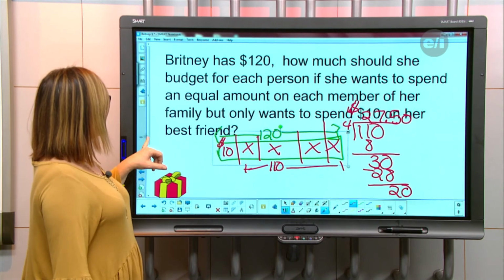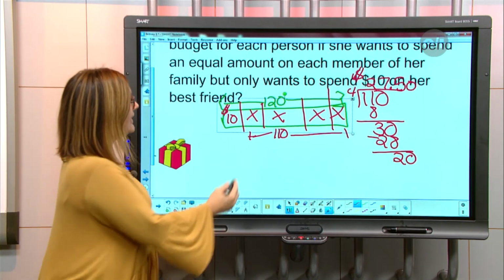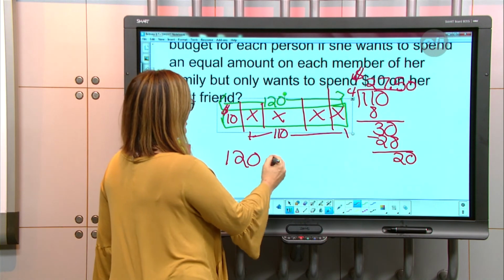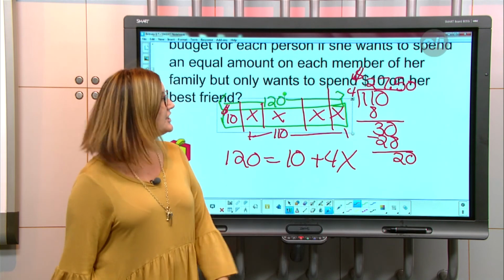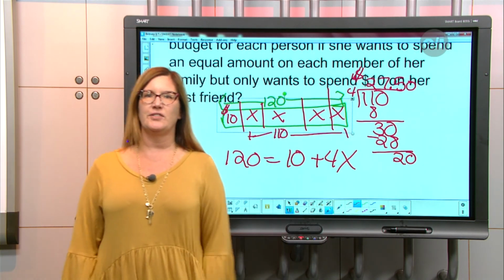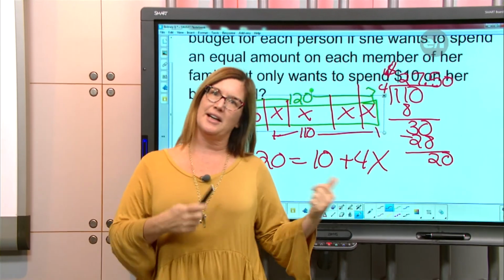So that's how you could use a tape diagram to help you out. If you needed to set that up algebraically, it'd be 120 is equal to 10 plus 4x, and then you would solve it algebraically, and you would get the same answer, that each of the remaining people would get $27.50. So that's how to use tape diagrams, and that's also how to use algebra.